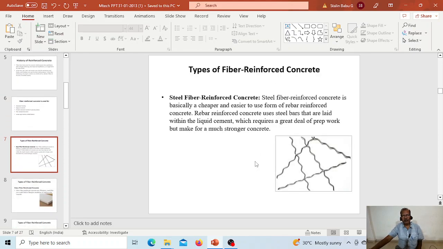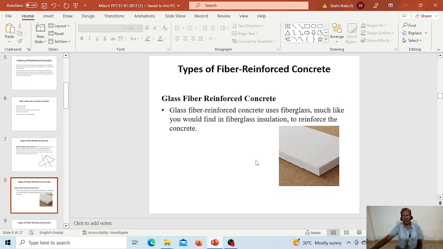Types of fiber reinforcement: steel fiber reinforced concrete. It is basically a cheaper and easier to use form of rebar reinforcement. With rebar, the bar is placed within the liquid cement, which requires a greater deal of preparation work, but makes for a much stronger concrete. Glass fiber is also a fiber for concrete. It is much like the fiberglass insulation you would find, used to reinforce the concrete.